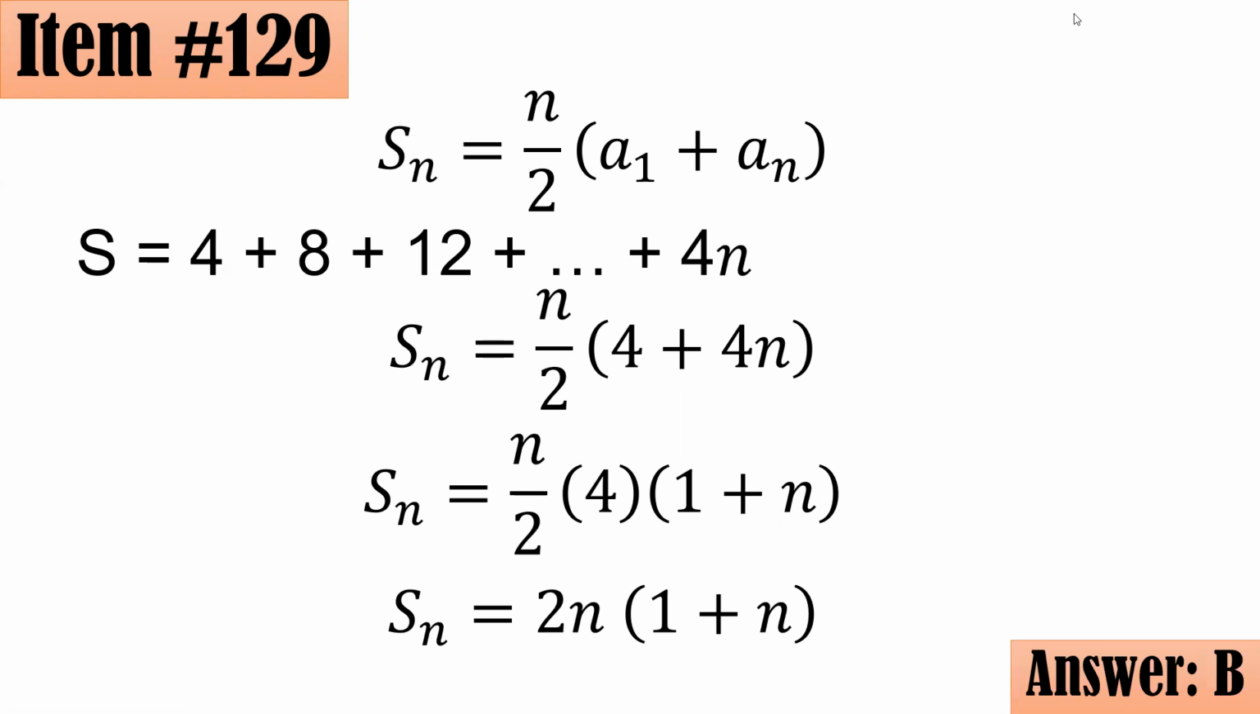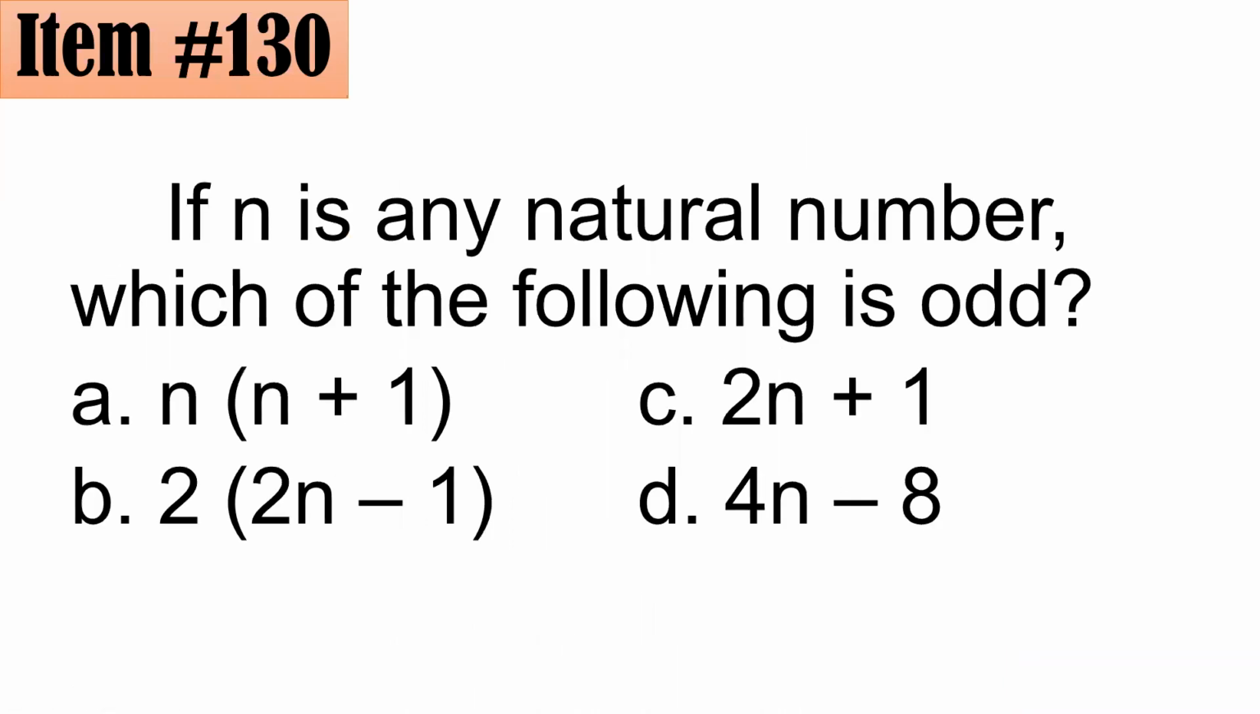All right. 130. If n is any natural number, which of the following is odd? Did you go for A, B, C, or D? If you answered letter A, I'm sorry, this will always be even. If you may try po. For letter B naman, since you have a factor of 2, so this will always be even. For letter D naman po, 4n is even, 8 is even, and the difference of two even numbers is always even.